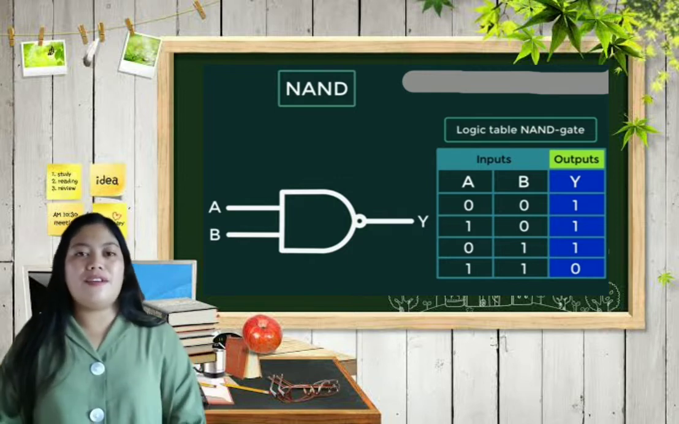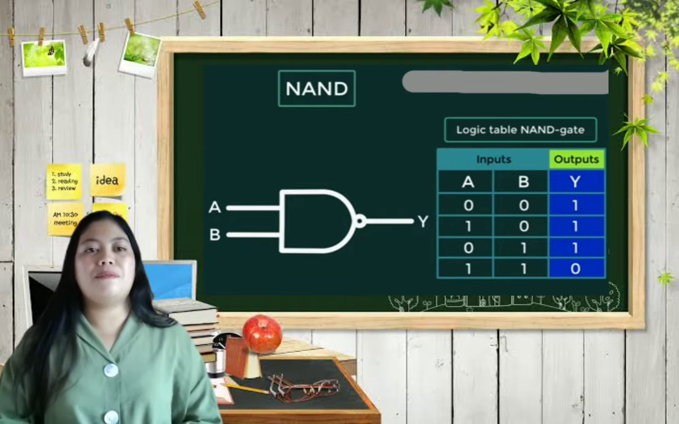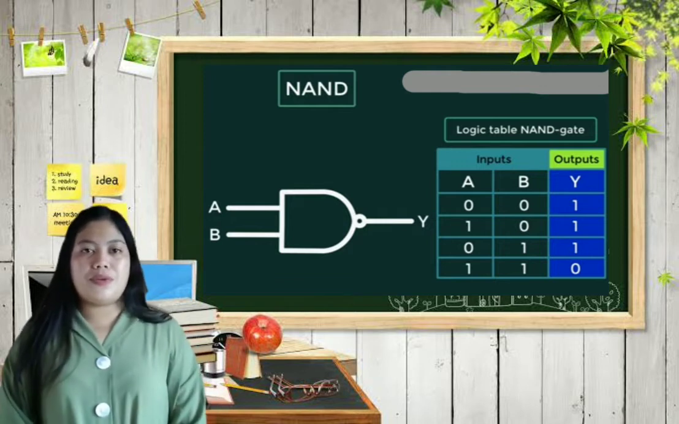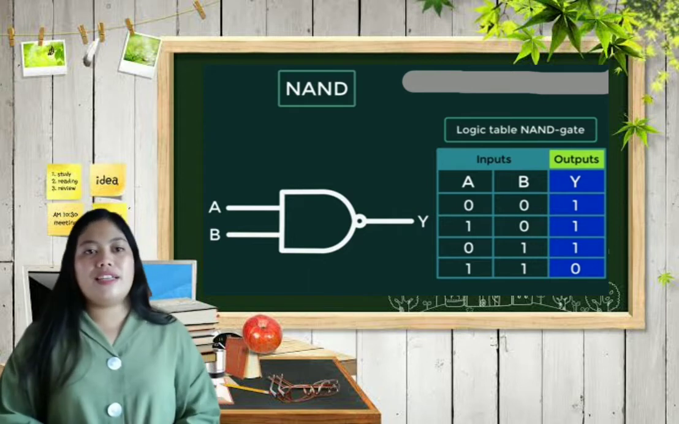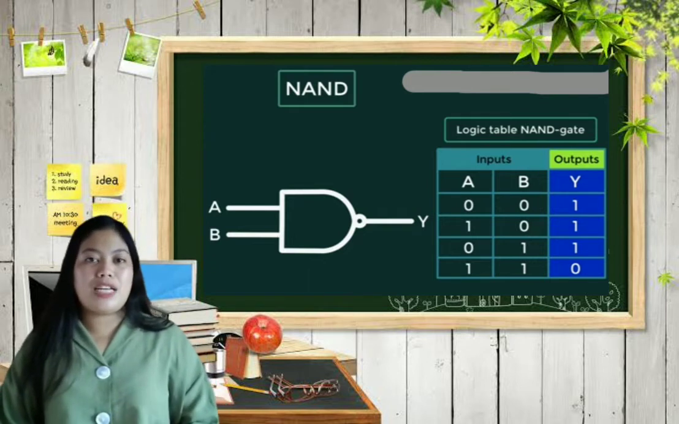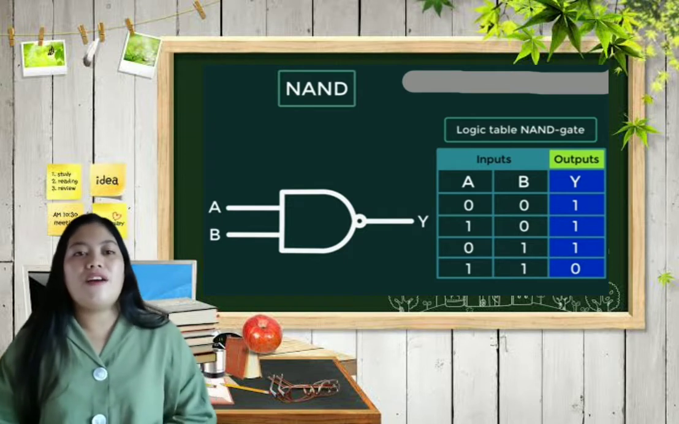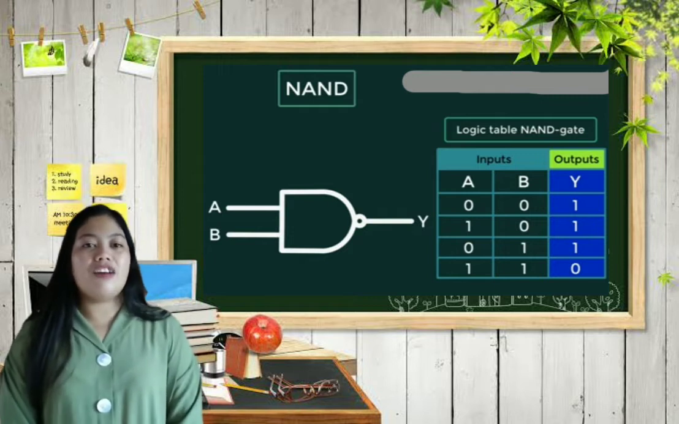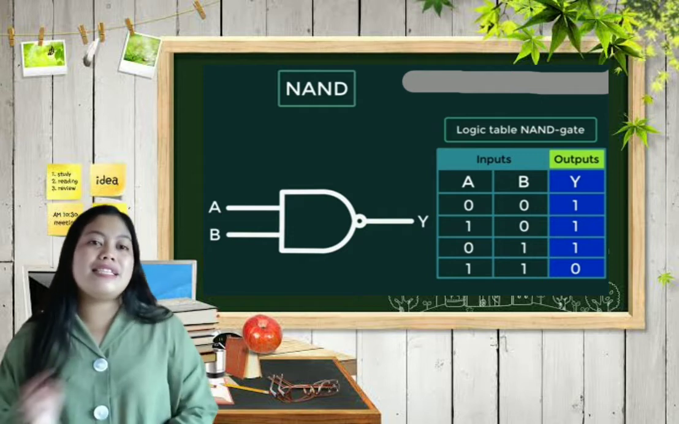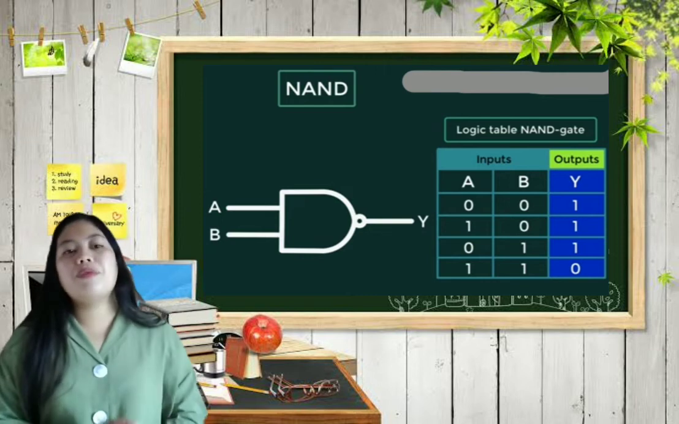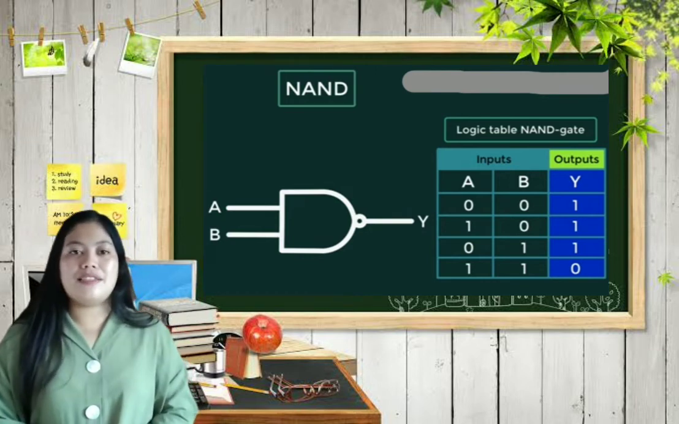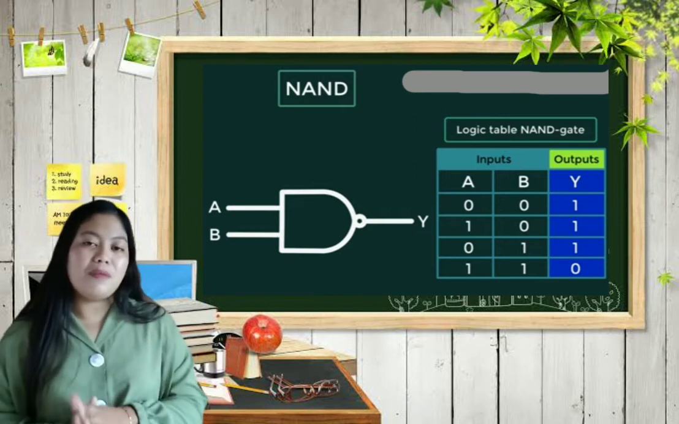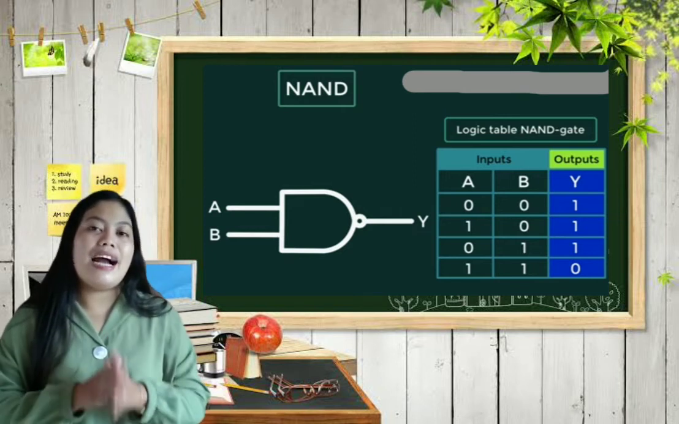Similarly, for the third set of inputs, A equals 0 and B equals 1, the output of the AND gate for these inputs will be 0. After passing through the NOT gate, we will have the final output as 1. For the last set of inputs, A equals 1 and B equals 1, the AND gate's output will be 1, but after passing through the NOT gate, we will have the final output as 0. Therefore, we can say that the output of the NAND gate is opposite to the output given by the AND gate.